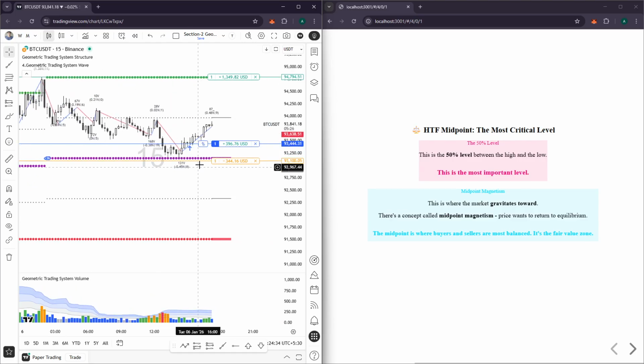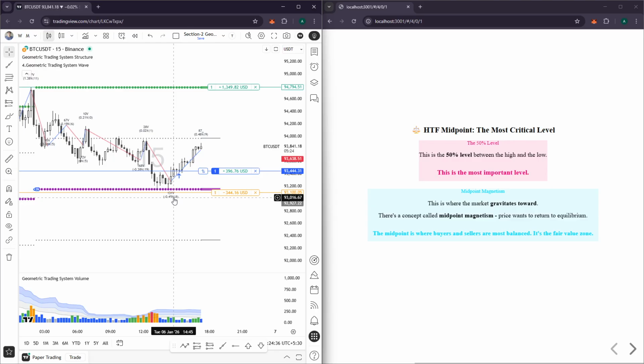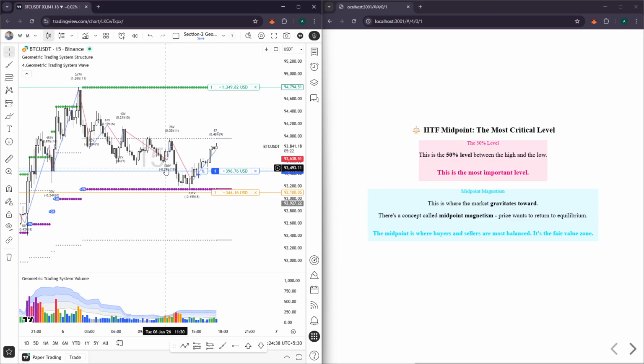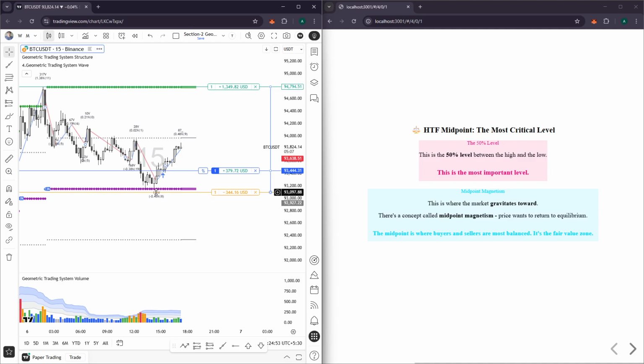And we can apply it here as well. This is the wave volume divergence. See, 168 units of volume, and on the downside, then 138 units of volume. So with less volume, it made a new low. This is the volume divergence, and it's happening on the midpoint, meaning the buyers are taking control.